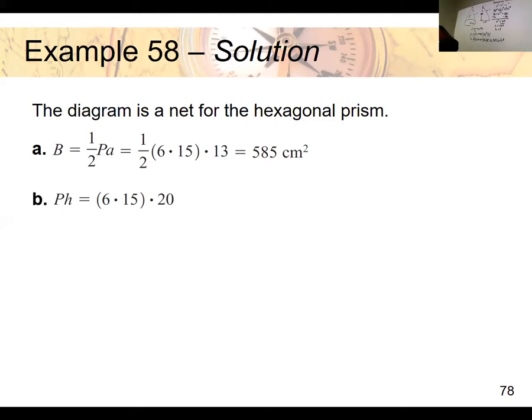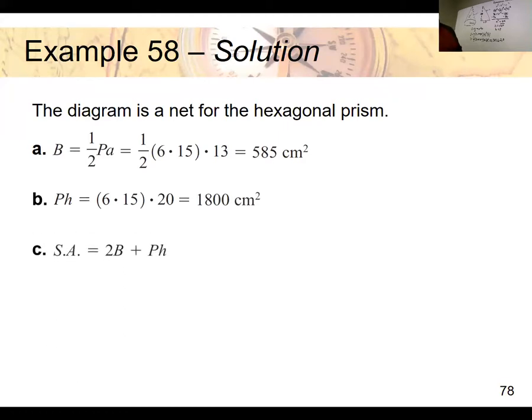Okay, again, 6 times 15, that means each side is 15 centimeters long, and there's 6 sides, times 6, times 20, which is the height. And that would give you 1,800 square centimeters.